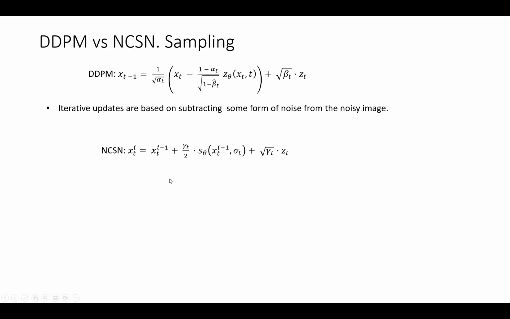So this was the scheme that we are going to use: we generate the ith iteration from the (i minus 1)th iteration, get the score matching, and then we use ZT, our random sample generated from a Gaussian distribution, and these are the other factors, and that's what we have.